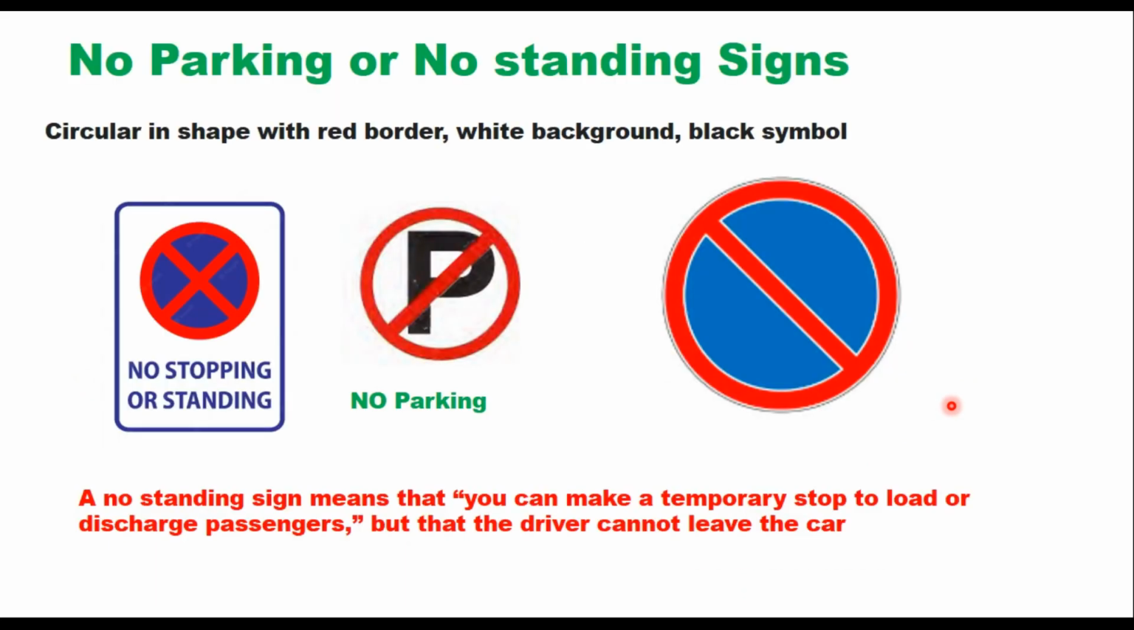Then the next category is no parking or no standing signs. Now these are also circular in shape with red border, white background, and black symbol. This black symbol here, P, means basically no parking, and when you cross this symbol, that indicates the prohibition. So no parking, no standing, no stopping. A no standing sign means that you can make a temporary stop to load or unload passengers, but the driver cannot leave the car. But when you face this kind of sign, then even temporary stopping or standing is not permitted.